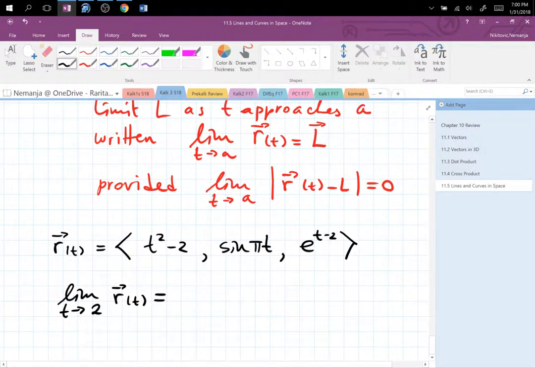So what's the answer? What's the vector L? Well, plug in 2, because in all of these cases nothing weird happens. So 4 minus 2, the first one is 2. Sine of 2 pi is 0, and e to the 0 is 1. So the limit is 2, 0, 1.